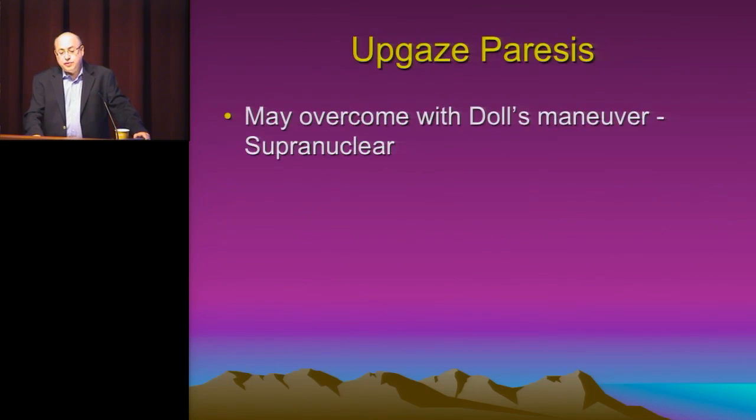So to show that it's supranuclear, you do Dahl's maneuver. You have them look up, and they can't look up. But you keep them at that level, and then you move their head down and say, keep looking at the target. And you see that their eyes move up more.